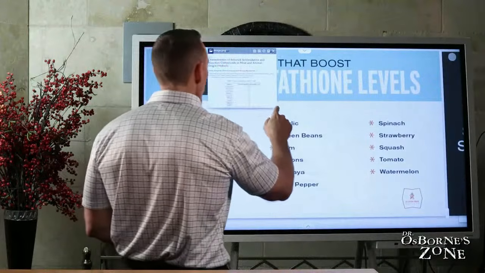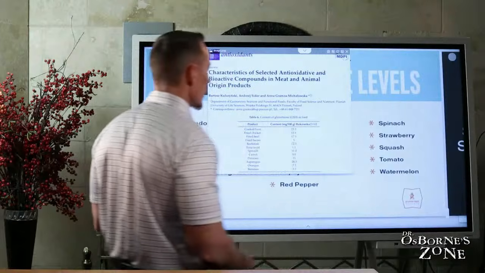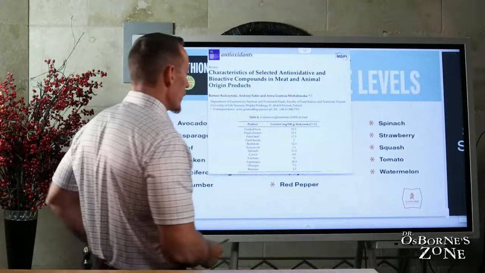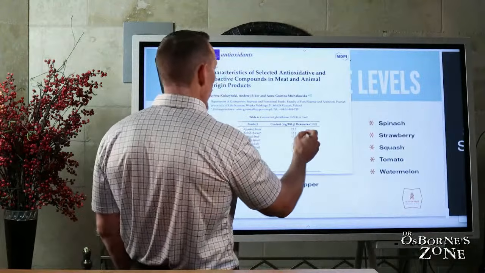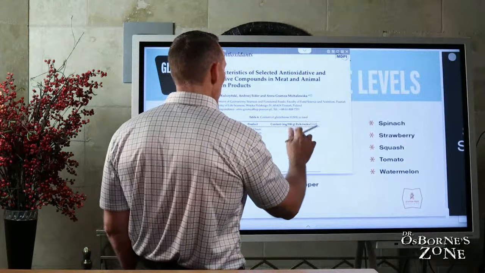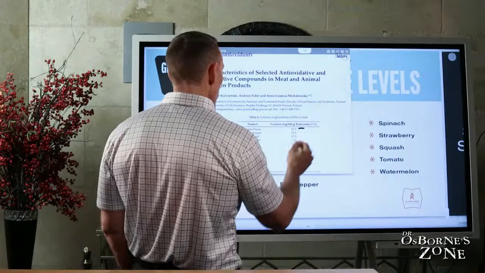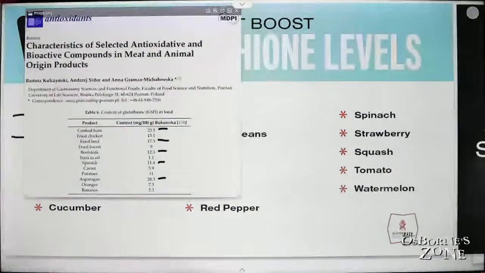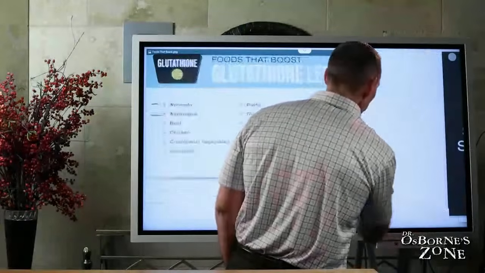This study published a number of years ago was actually analyzing the content of glutathione in food. And so if you're looking at it hierarchically, this ham is actually quite high. Beef was very high. Beef steak was very high. Spinach had high levels. Asparagus had high levels. So you see those foods are super rich as far as containing glutathione.